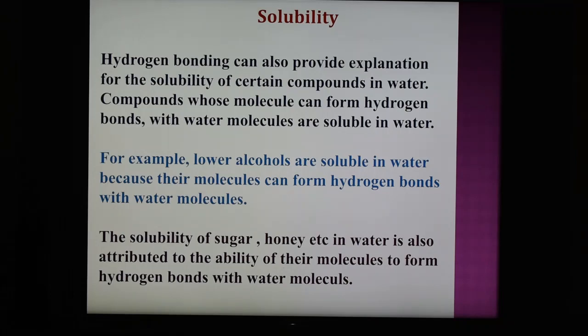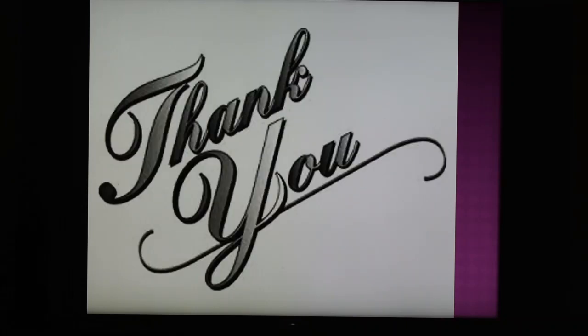So these are the three important properties. One is melting and boiling point: in the presence of hydrogen bonding, melting and boiling points are higher. Second is viscosity: if hydrogen bonding is more, then the liquid is more viscous. And solubility: if the molecule forms hydrogen bonds with water, then that compound is much more soluble in water. So all three properties are affected by the presence of hydrogen bonding.